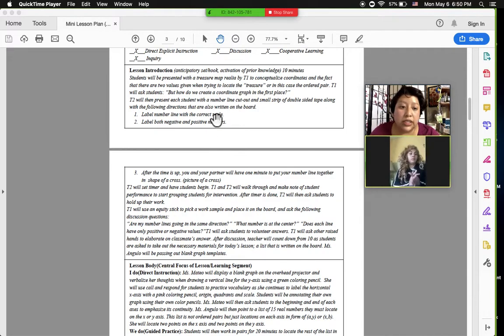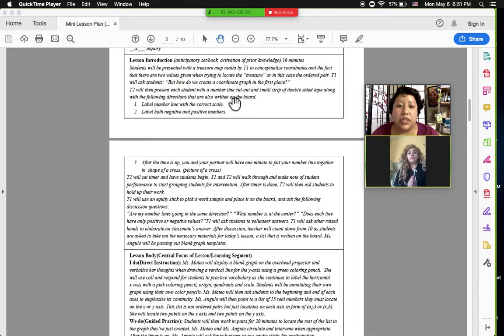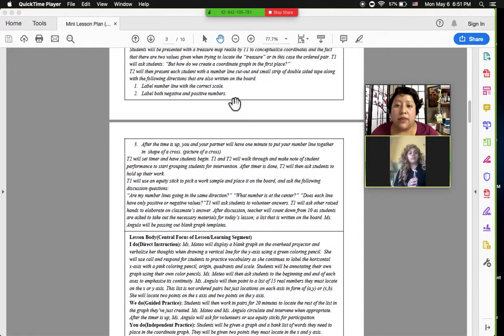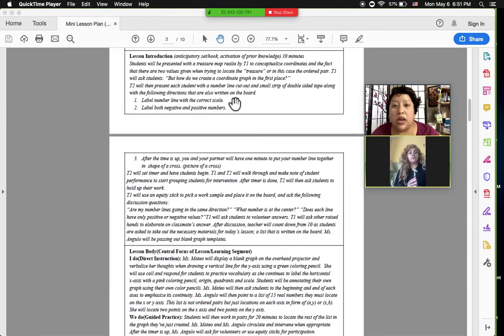And this is just to conceptualize coordinates and the fact that there are always going to be two values given when we're trying to locate the treasure, which takes into account the x and the y coordinate. We have a series of check for understanding questions that ask them to think about why a coordinate plane even exists, which is just combining a vertical and a horizontal number line.